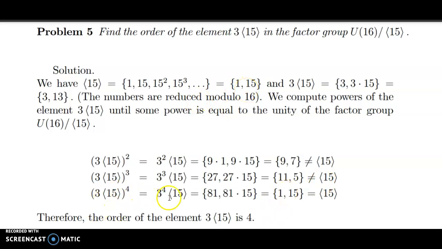But the fourth power is exactly the subgroup, which is the unity of the factor group, which means that the order of this coset in the factor group is 4, the first exponent here that produces the unit.